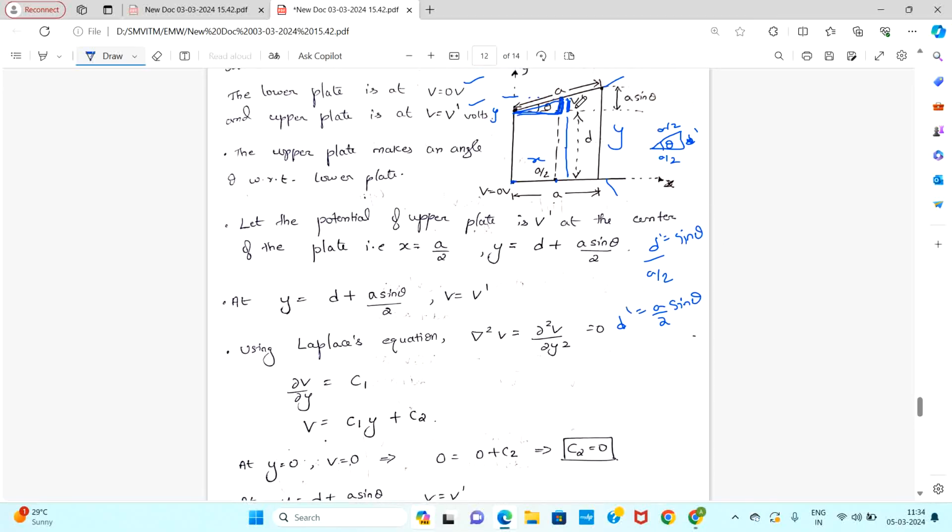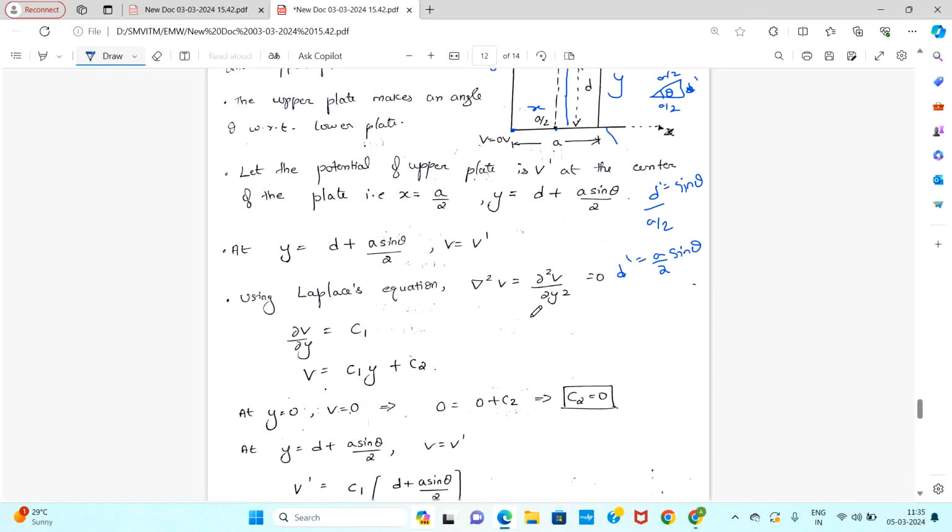So the length of this portion is going to be a by 2 sine theta. And the remaining is considered to be d. So the total y-axis value for the middle of this second plate is y equal to d plus a sine theta by 2. Okay. So at x equal to a by 2, the potential is 0, and at y equal to d plus a sine theta by 2, the potential is V dash.